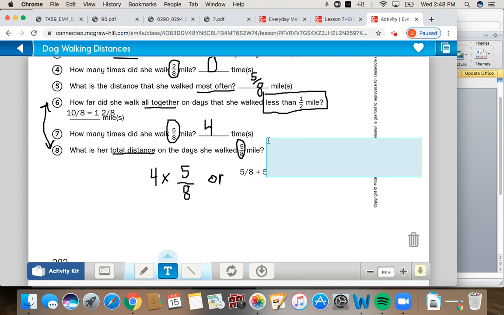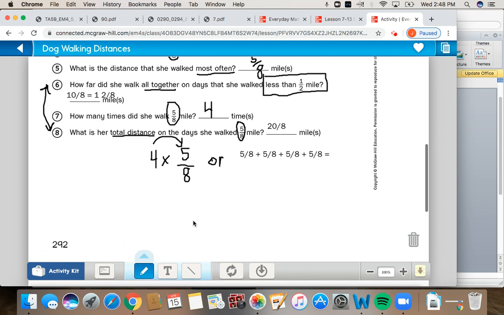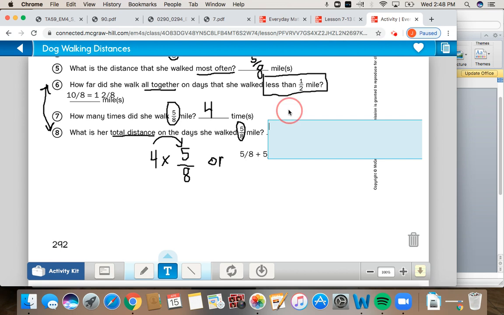Did anybody get 28ths? 28ths is a great answer, and it's right. I get that by multiplying my whole number times my numerator and leaving my denominator the same, or I add just my numerators and leave my denominator the same. But 28ths is an improper fraction. So I can change my improper fraction, and if I change my improper fraction, I end up with, well, you go and try it first.